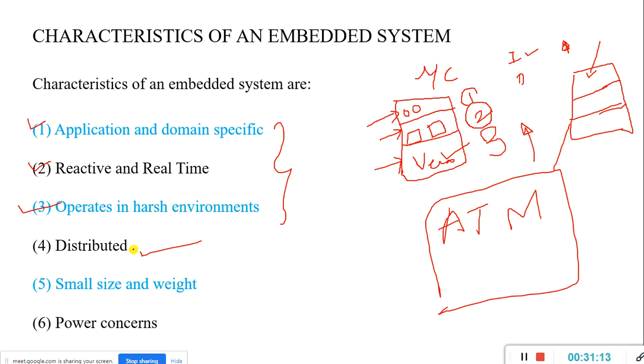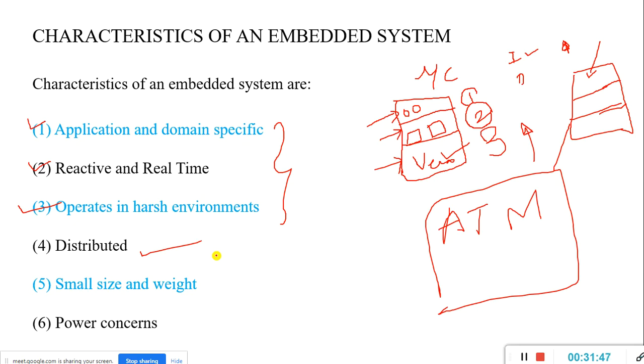So this is one more example for distributed embedded systems. Okay, now ATM is also one good example of these kinds of systems. Now this is all about a very small, brief introduction about distributed embedded systems. Now you should know that the characteristics of embedded systems are: application and domain specific, real time and reactive, and they can operate in harsh environments, and they are distributed in nature.